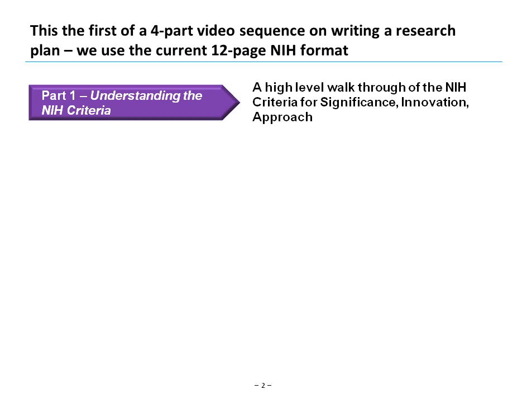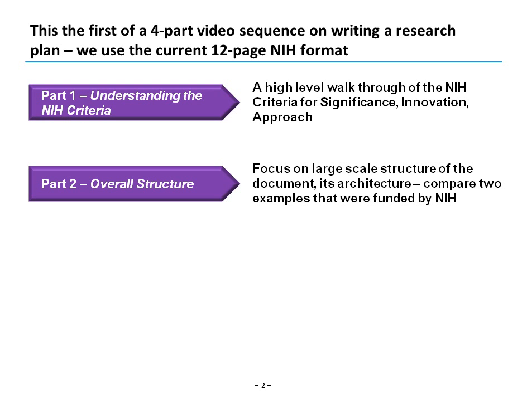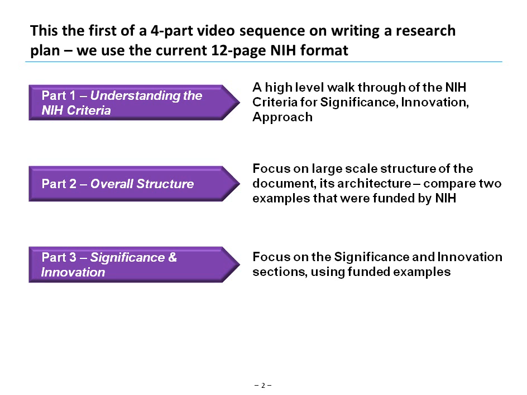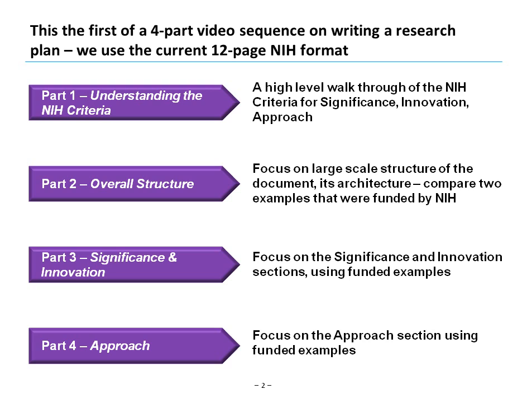This video, part one, is a high-level walkthrough of the NIH peer review criteria for significance, innovation, and approach. The second video, overall structure, will focus on the large-scale architecture of the document, and we'll compare two examples that were funded by NIH. Part 3 zeroes in on significance and innovation, and we'll use the funded examples again there. And Part 4 focuses on the approach section, again using the funded examples. And of course, this is the heart of your research plan and focuses in on the specificity of the research task that you are about to undertake.